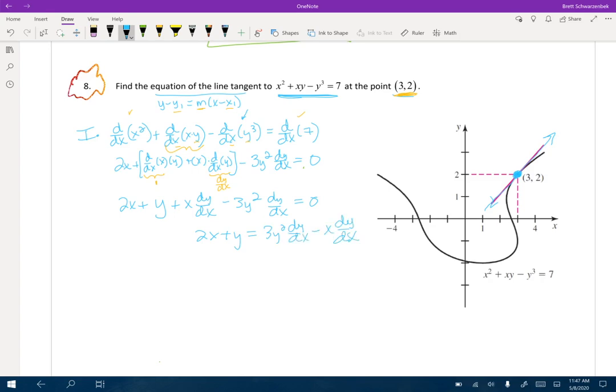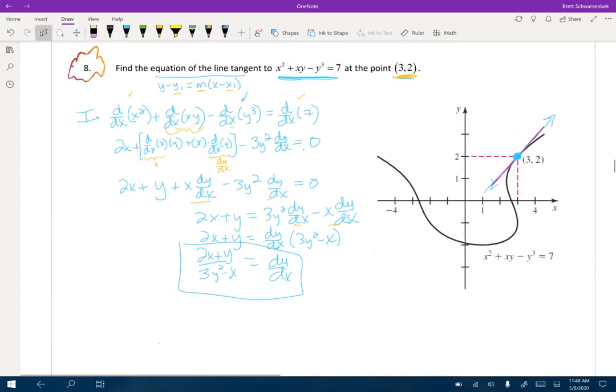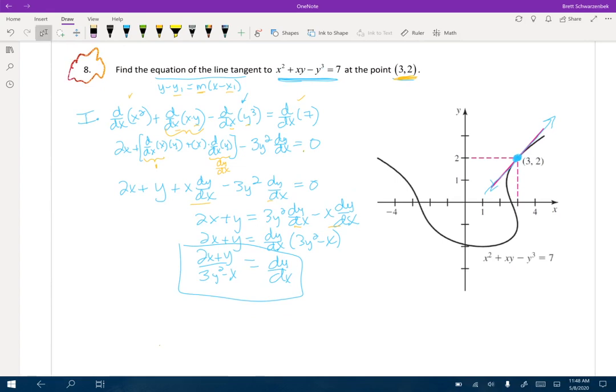All right, so we can, again, note we have 2 dy/dx's that we're trying to get on the same side so that we can factor it out and create 1 dy/dx. Get that? The last step is solve for dy/dx, get 2x plus y over 3y squared minus x. So this is the derivative of our function, and therefore the slope of the tangent line at any point.